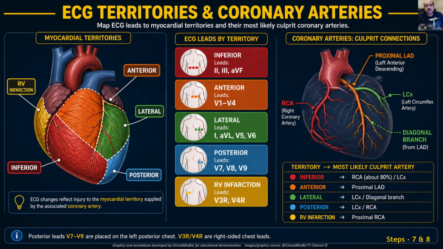So let's look at the ECG territories and the relevant coronary arteries for some of the changes in acute MI. On the right side, as you can see in the main diagram, the inferior walls are indicated by leads 2, 3 and AVF, and that's usually the right coronary artery in about 80% of the cases, and also possibly the left circumflex artery. Anterior MI or anterior changes are indicated by leads V1 to V4 on the ECG, and that's usually due to the proximal left anterior descending. Lateral, we know, 1, AVL, V5 and V6, and the blood supply usually is from the left circumflex and diagonal branch.